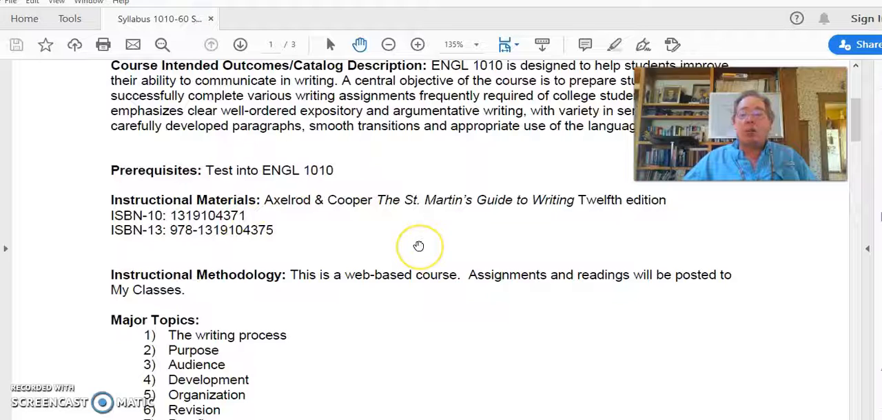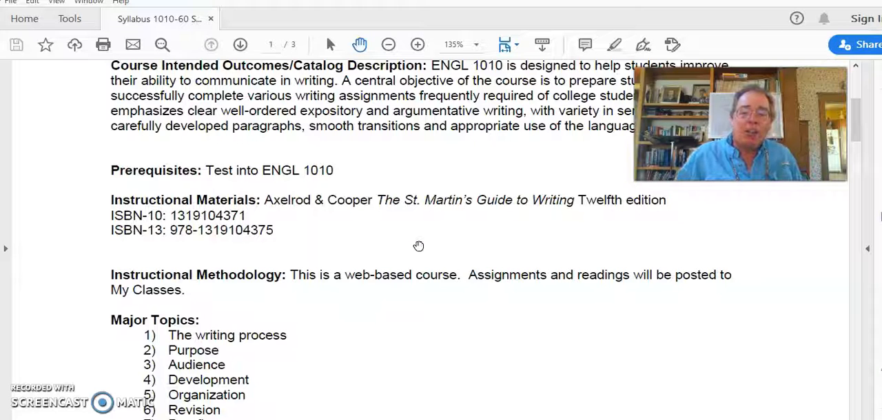The textbook is required for this course, Axelrod and Cooper, The St. Martin's Guide to Writing. I think this is a really good book. And one of the reasons I use it in the online course is because students often have a hard time understanding, Dave, what do you want? What do you want me to write? Well, the book has complete chapters explaining what I want you to write.